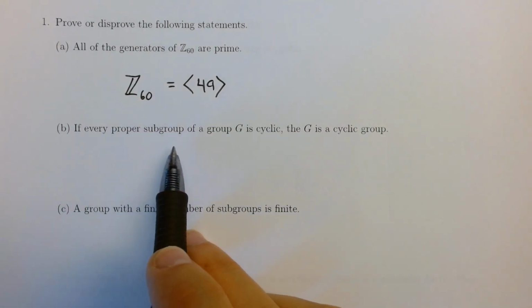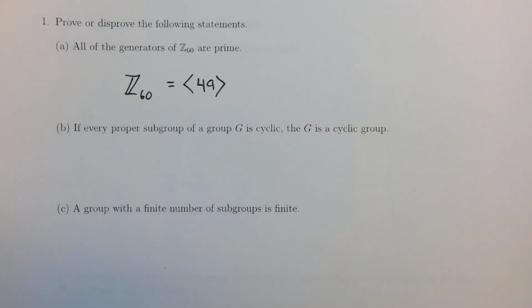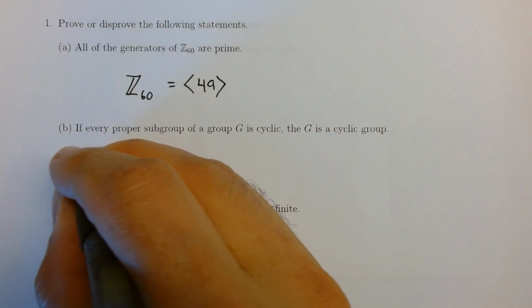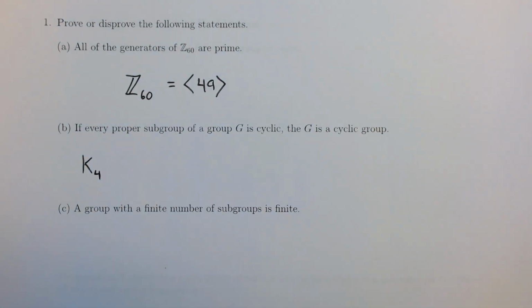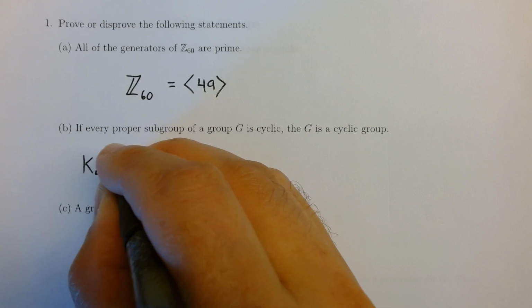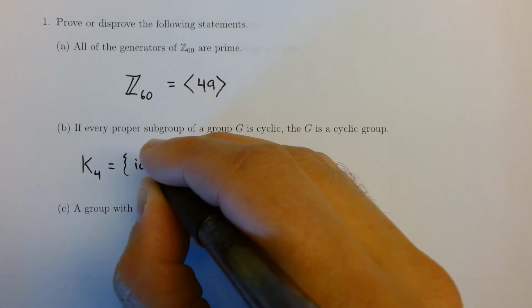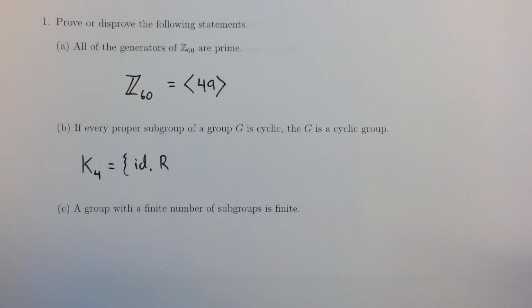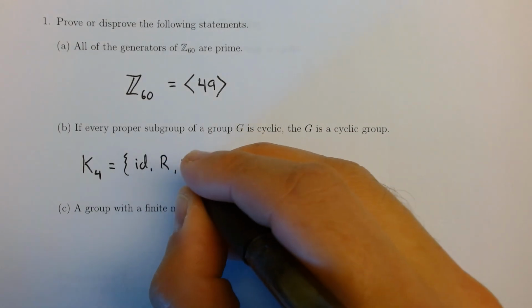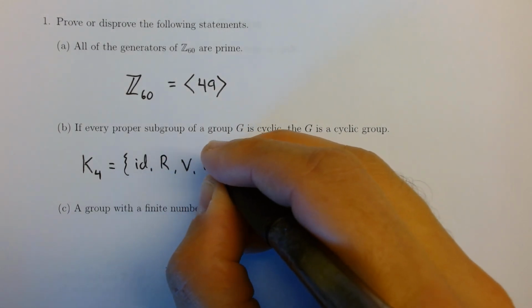If every proper subgroup of a group is cyclic, then G is a cyclic group. This one might feel true, but this one's also false. And we've actually already seen a simple example of this: K4, the Klein 4 group. Let's remember what it is. It has the identity, the rotation, and it's the symmetries of a rectangle, the vertical flip, and the horizontal flip.